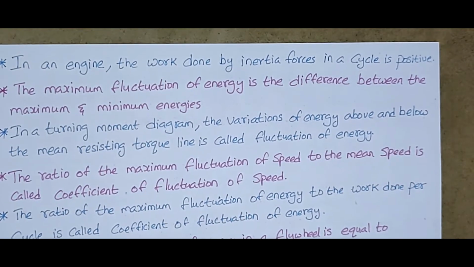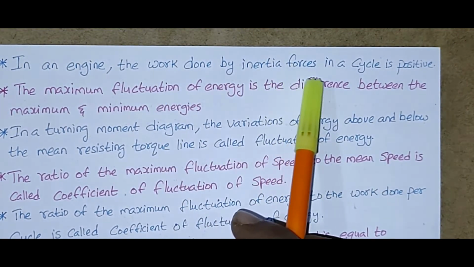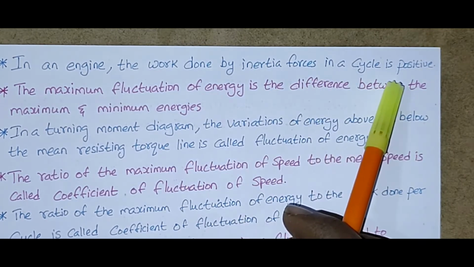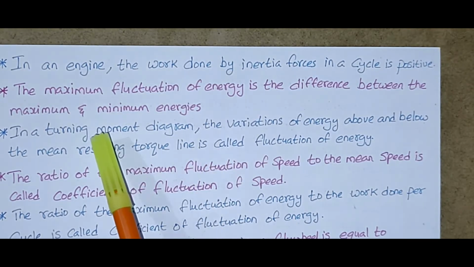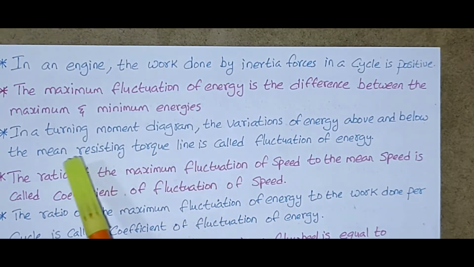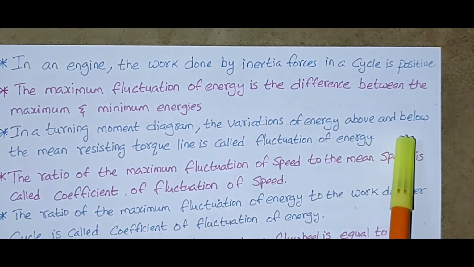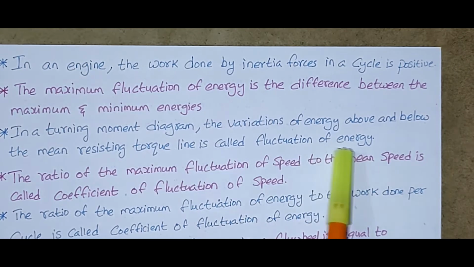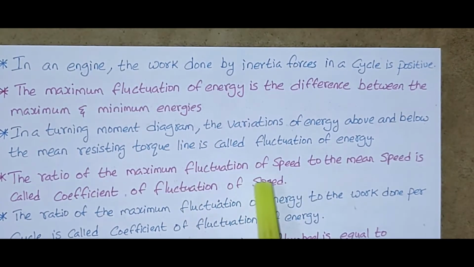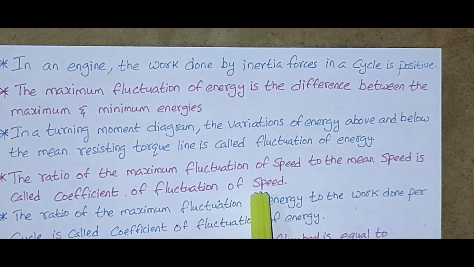next we will continue. In an engine, the work done by inertia forces in a cycle is positive. The maximum fluctuation of energy is the difference between the maximum and minimum energies. In a turning moment diagram, the variations of energy above and below the mean resisting torque line is called fluctuation of energy. The ratio of the maximum fluctuation of speed to the mean speed is called the coefficient of fluctuation of speed.